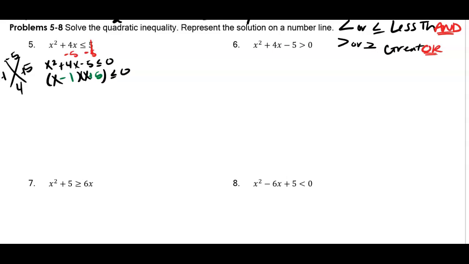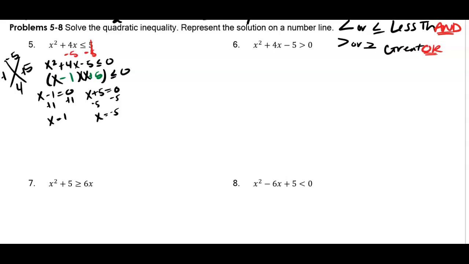And then to figure out my x values, we're going to do the same thing we did before. You can probably do it in your head, inside opposite. But I'm just going to take my parentheses and set them equal to 0 to find my critical values or my x-intercepts. They mean the same thing. Add 1 to both sides, x equals 1. Subtract 5 from both sides, x equals negative 5.